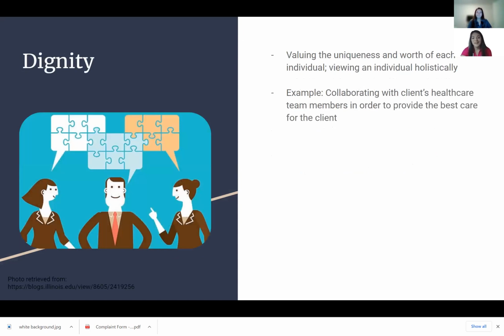All right, so now we are doing dignity, and this is valuing the uniqueness and the worth of each individual. As OTs, you will often hear the word holistic approach, so this is also referring to that. An example is collaborating with clients' healthcare team members in order to provide the best care for the client. So it is important to remember that each client is different and their needs are going to be different, their wants will be different, and we need to get a good group of people together to try to benefit the client the best that we can do.